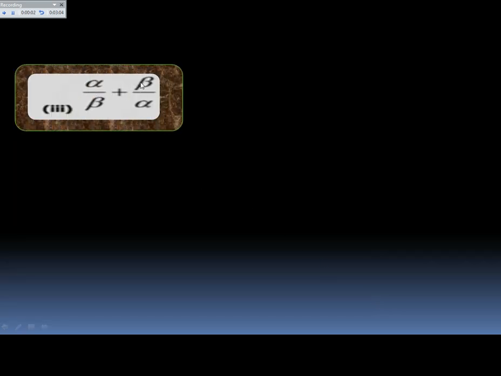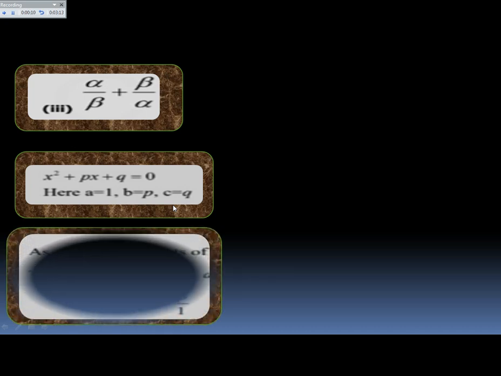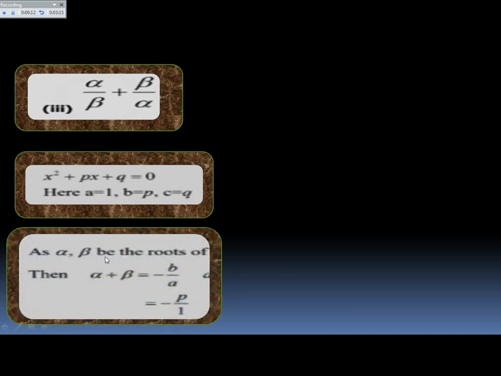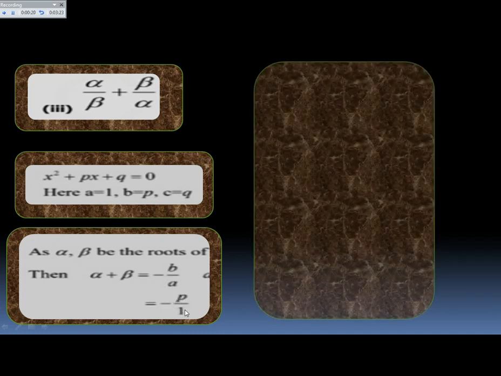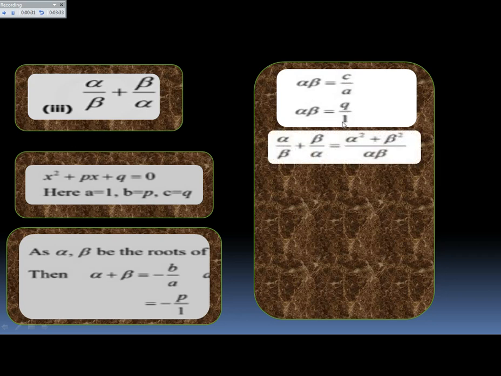Third question: alpha upon beta plus beta upon alpha. X square plus px plus q is equal to 0. Here a is equal to 1, b is equal to p and c is equal to q. As alpha, beta are the roots of the equation, alpha plus beta is equal to minus b upon a, putting the values, minus p upon 1. Then alpha beta is the product, with formula c upon a. Putting the values, c is equal to q and a is equal to 1.